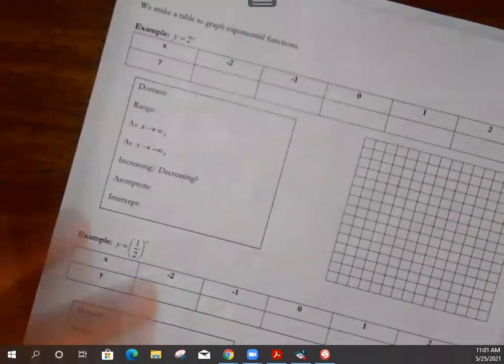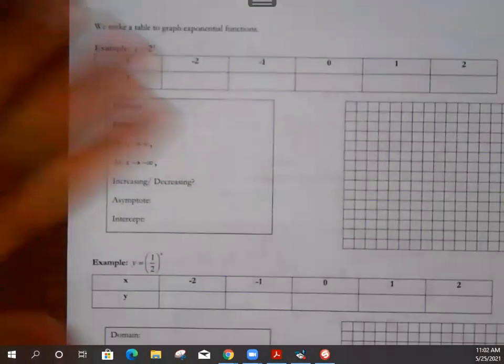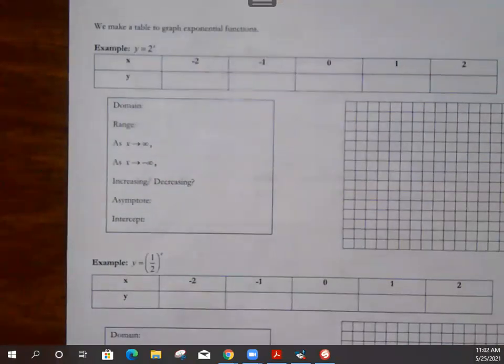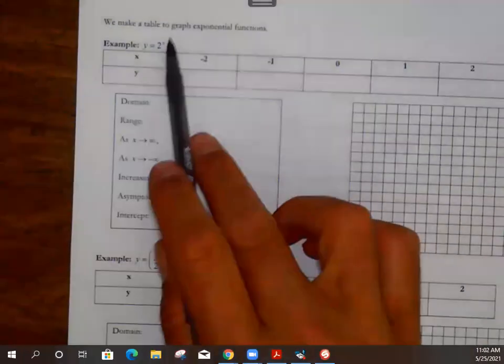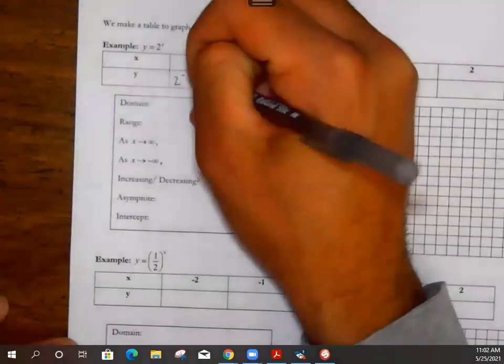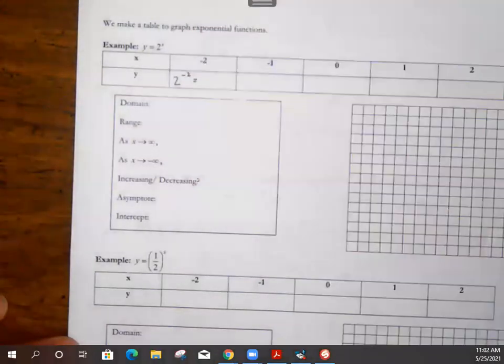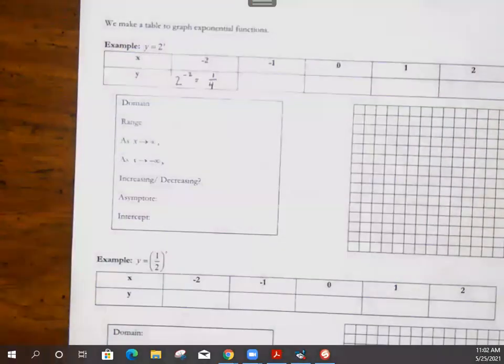Let's turn the page. All right, so when we graph these, we're going to make a table of values because it's helpful to have some points when we're graphing, and then we'll also see the shape of the graph. So we're going to plug in -2 for x. So y is going to be 2 to the -2nd power, which would be 1 over 2 squared, which is 1/4. So that's going to be our first point.